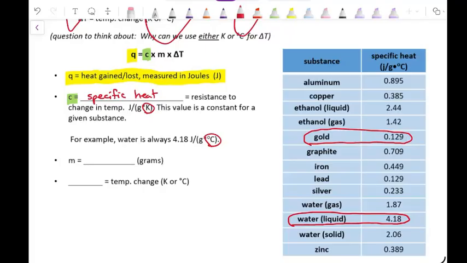Okay, M, very simple. That's, of course, mass. So the larger an object is, the more joules of heat it will take to warm up. And then delta T, when you see that triangle, it means the Greek letter delta, and that's just looking at change in temperature. Okay, so we're going to look at some problems and talk about how to use this equation.